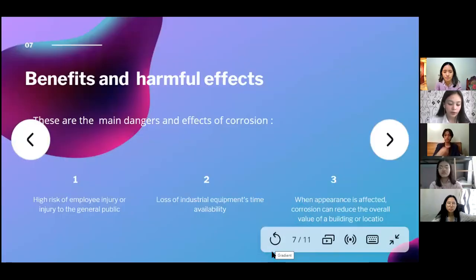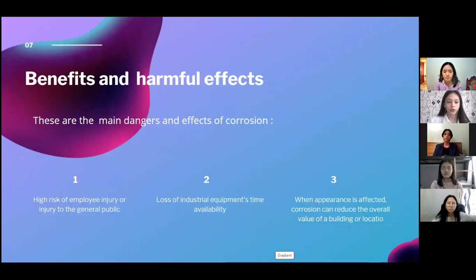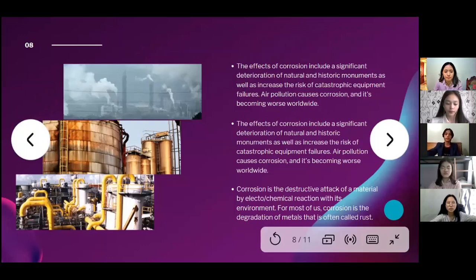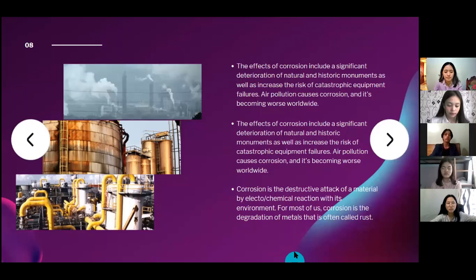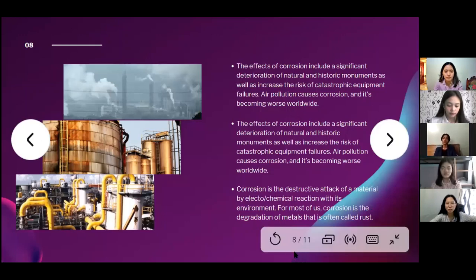Now let's talk about the benefits and the harmful effects of corrosion. The main dangers and effects of corrosion are the following: high risk of employee injury or injury to the general public, loss of industrial equipment's time availability, and when appearance is affected, corrosion can reduce the overall value of a building or location. Some of the effects of corrosion include a significant deterioration of natural and historic monuments, as well as an increased risk of catastrophic equipment failure.